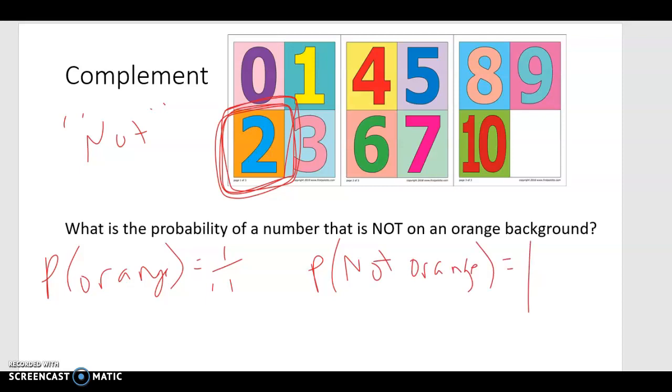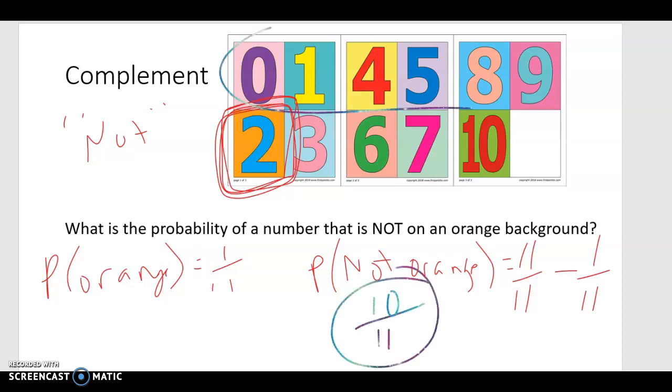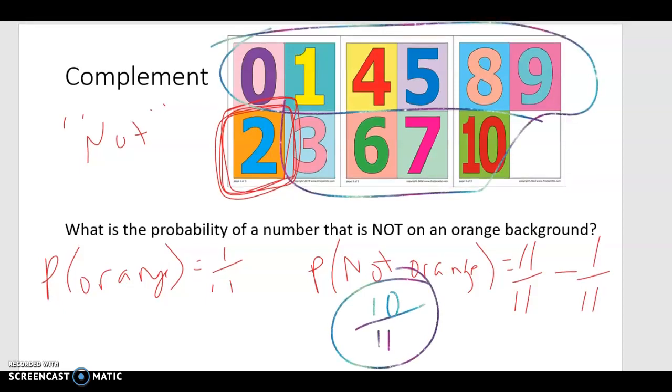So 1 is all of it, right? 11 out of 11. Actually, let me just go ahead and type it like that. Everything, the whole piece, is 11 out of 11. Let's take away the 1 that has an orange background, and therefore the probability of not orange would be 10 out of 11, which makes sense, right? Because the other 10 all do not have an orange background.